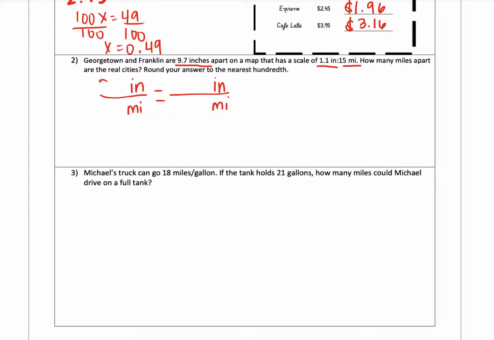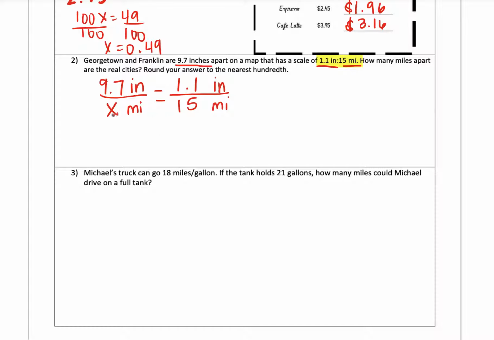So 9.7 was inches. My next number is 1.1 inches. And my final number is 15 miles. And the 15 miles was in the problem along with the 1.1 inches. So those need to stay together. So I need to put 15 miles underneath 1.1. The question said how many miles apart are the real cities. So on the map, they were 9.7 inches away. We don't know how many miles that is, so x needs to go under 9.7.